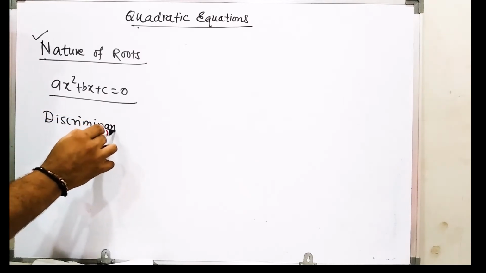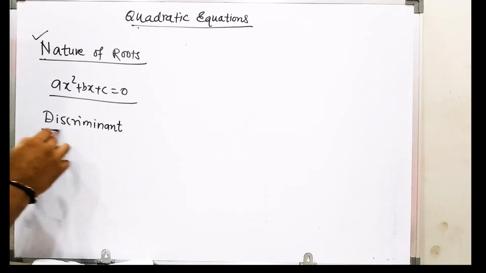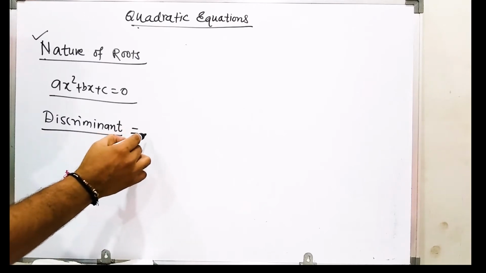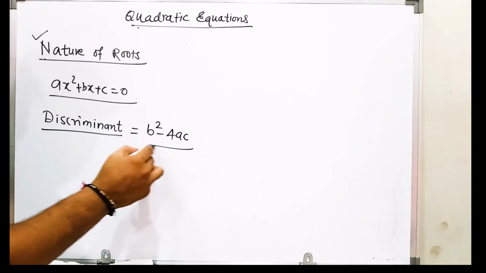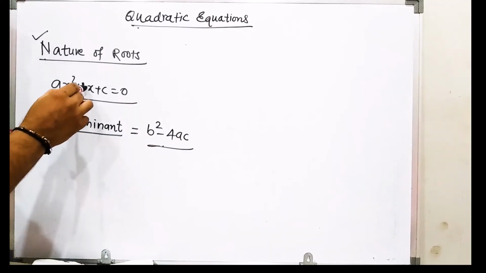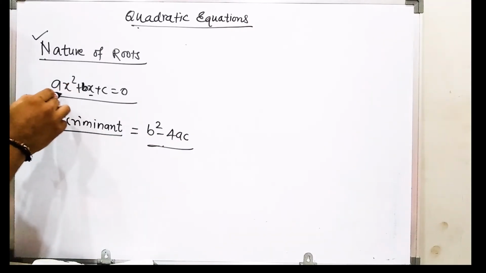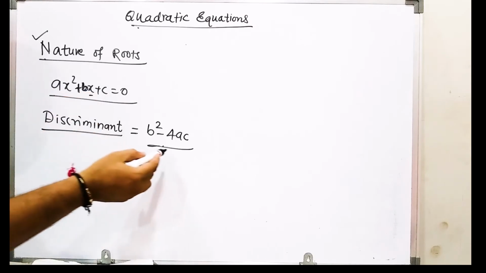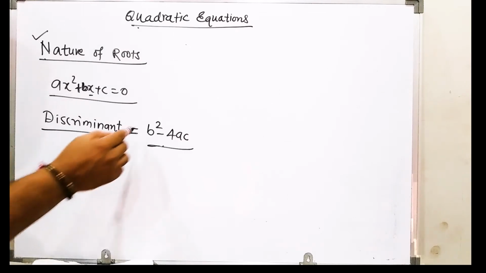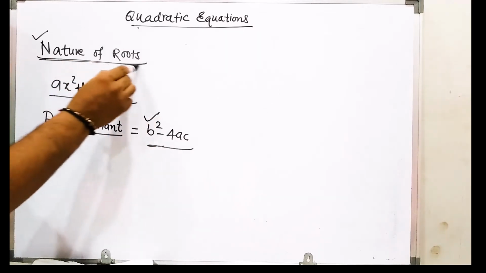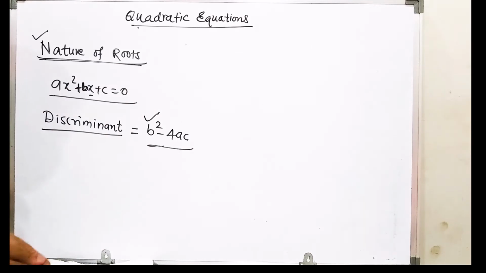Now what is discriminant? Discriminant is equal to b square minus 4ac. If I take the coefficients of x square, x and the constant, a, b and c, then I can easily find out the discriminant. Now this discriminant determines the nature of the roots. Now let us take an example and find what can be the nature of the roots.